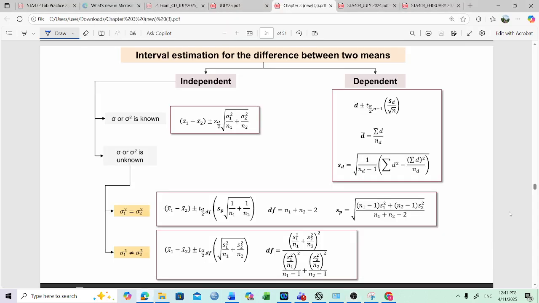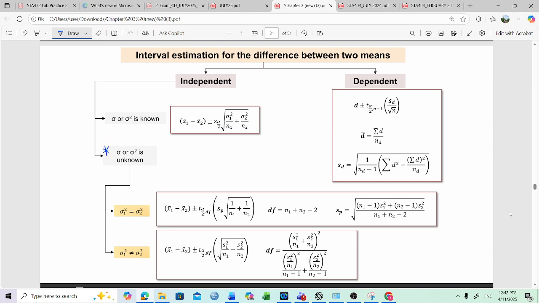Hello everyone, we are still in topic 3, which is finding the confidence interval for the difference between two means. The previous video already mentioned the difference between independent and dependent samples. Today, this video still focuses on independent samples, but now for the unknown case.